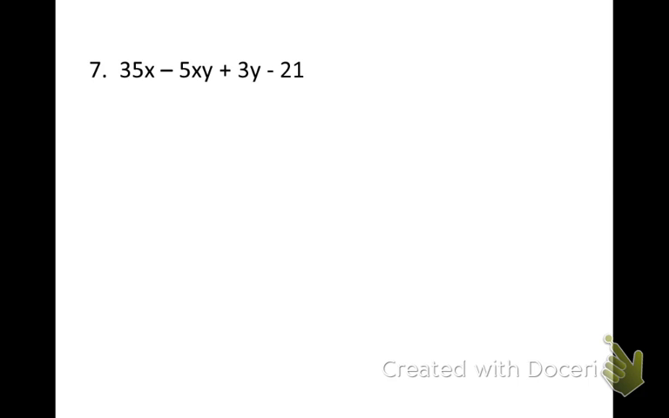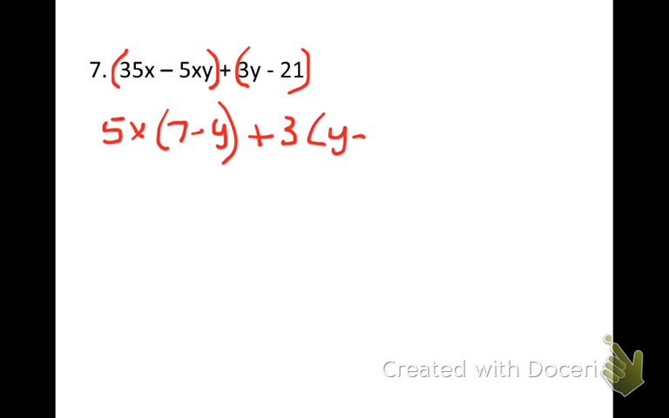All right, again, they look like they're okay. The 35, they each have something in common, so I'm going to group them the way they are. What do I have in common here? I have a 5x, so I take that out, I'm left with 7 minus y. Over here, when I factor out the 3, I'm left with y minus 7. Not the same thing, but they do look kind of alike.